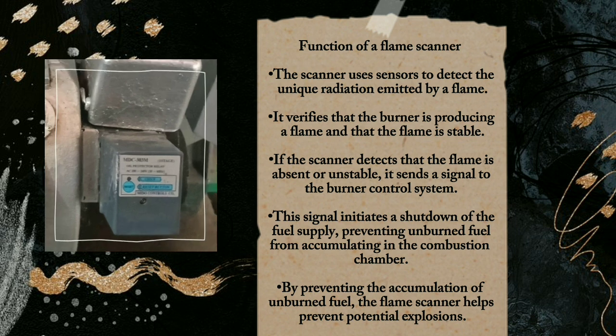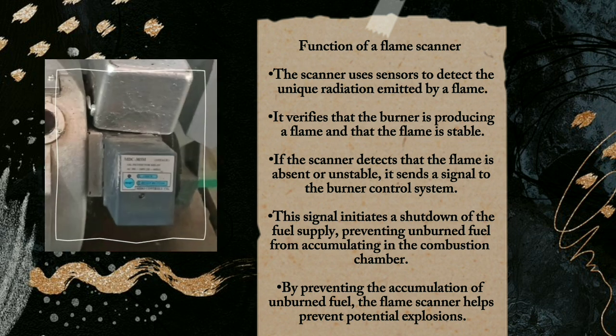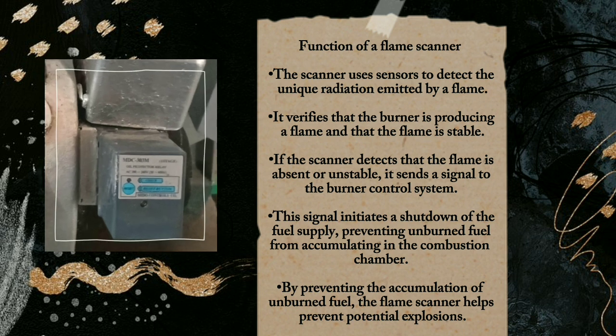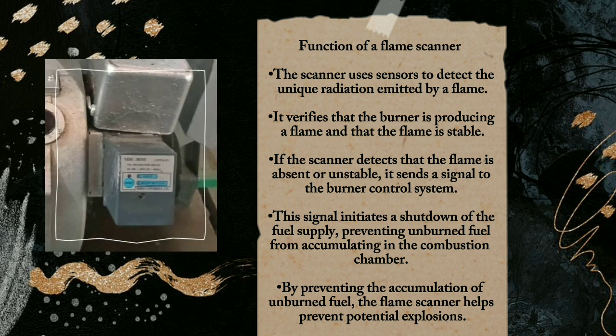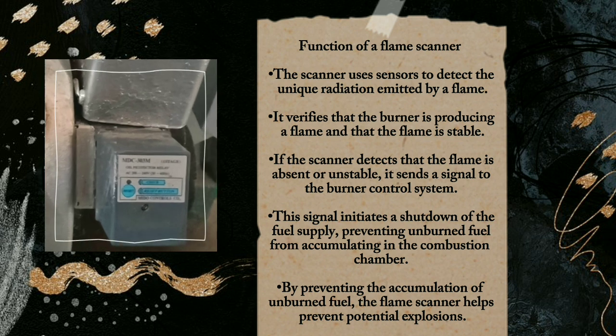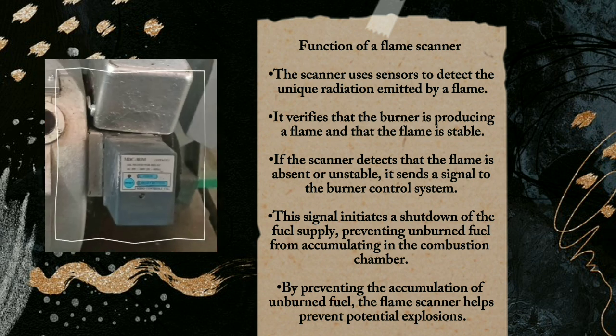If the scanner detects the flame is absent or unstable, it sends a signal to the burner control system. The signal initiates a shutdown of the fuel supply, preventing unburned fuel from accumulating in the combustion chamber. By preventing accumulation of unburned fuel, the flame scanner helps prevent potential explosions.